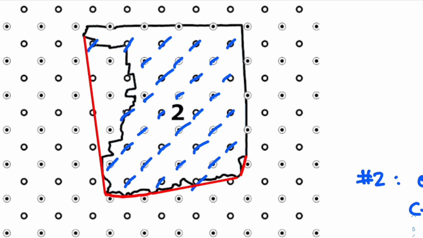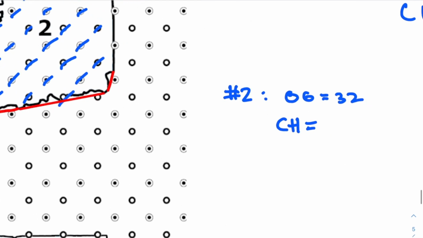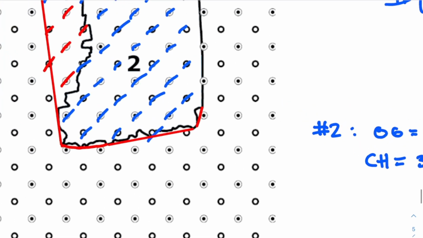So I had 32 to begin with, and I now count some more. I now go 33, 34, 35, 36, 37, 38, and I think that's it. All right, so the convex hull area is 38.